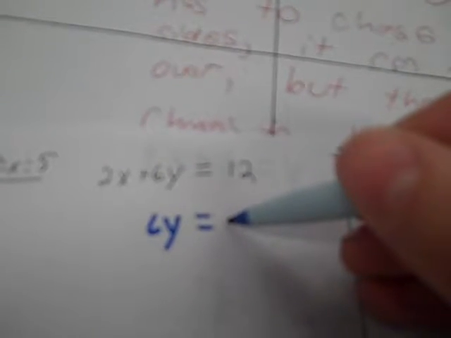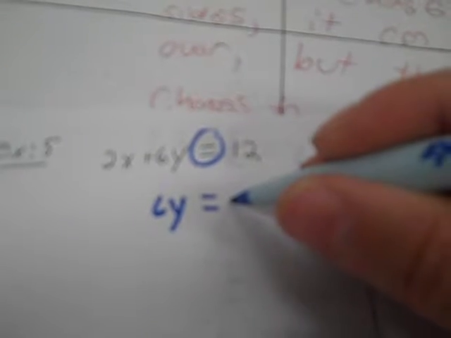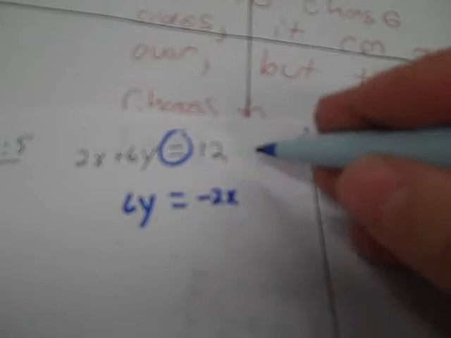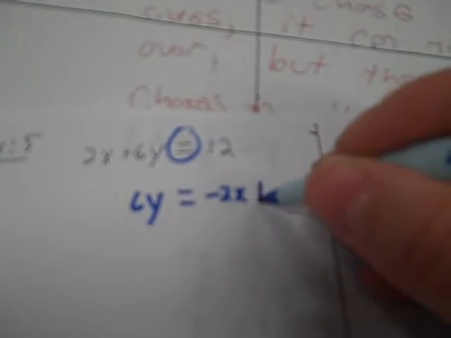Okay, example 5. I drop the equals. I want the 6y to stay where it's at. Now, first thing I want is my x term, the 2x. You have 2x, but it's on the wrong side of the equals. To move it to the other side, you simply change its value from a positive 2x to a negative 2x. Then the constant, 12, is already on the right side, so I'm going to keep it as positive 12.